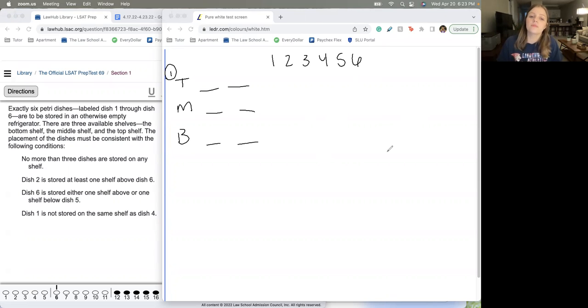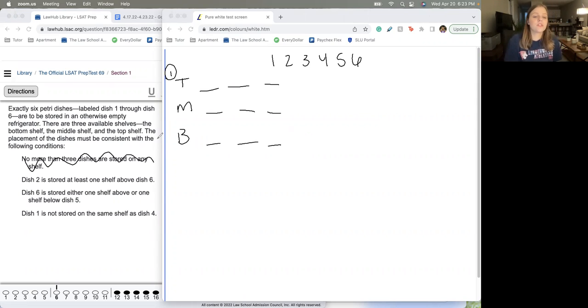But for this rule in particular, if I know that I can't have more than 3 dishes on my shelf, meaning maximum 3 dishes, I'm going to add an additional line. That way, if I fill up all my spaces on one of my shelves, I know that I can't add any more because this is my maximum. 3 is my maximum. And this is one of those rules where I wouldn't even write it out as a rule because I can just put it into my diagram like this. So rule 1, completely done. Don't have to worry about that.